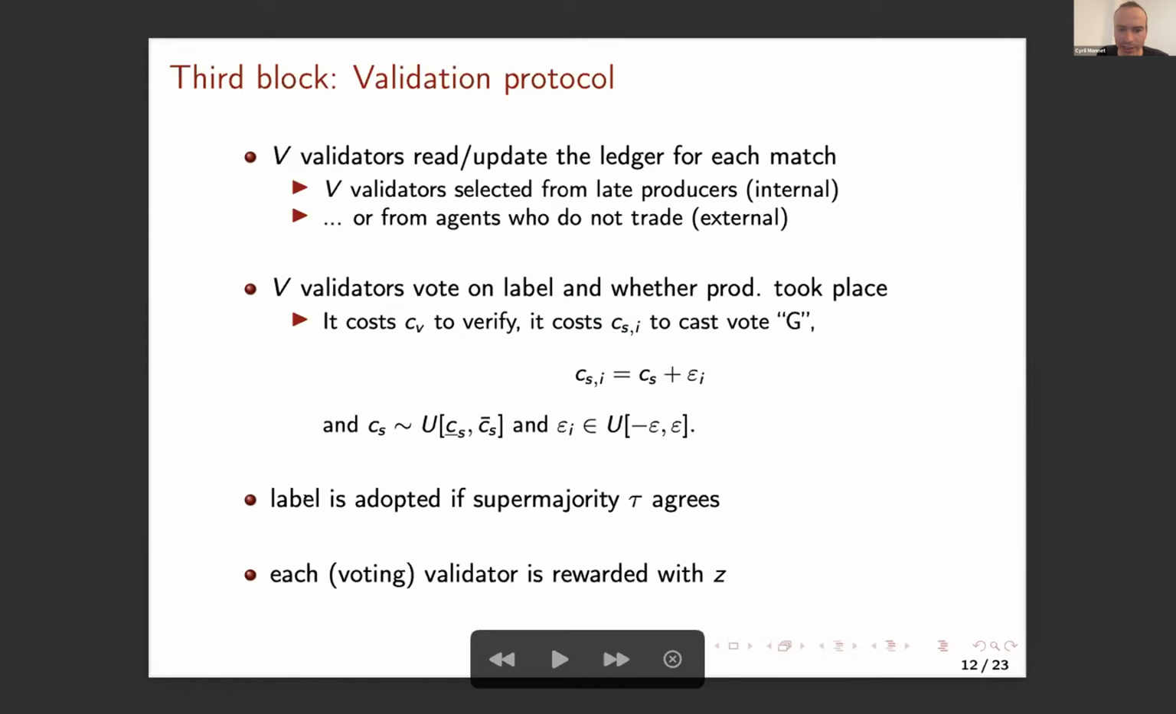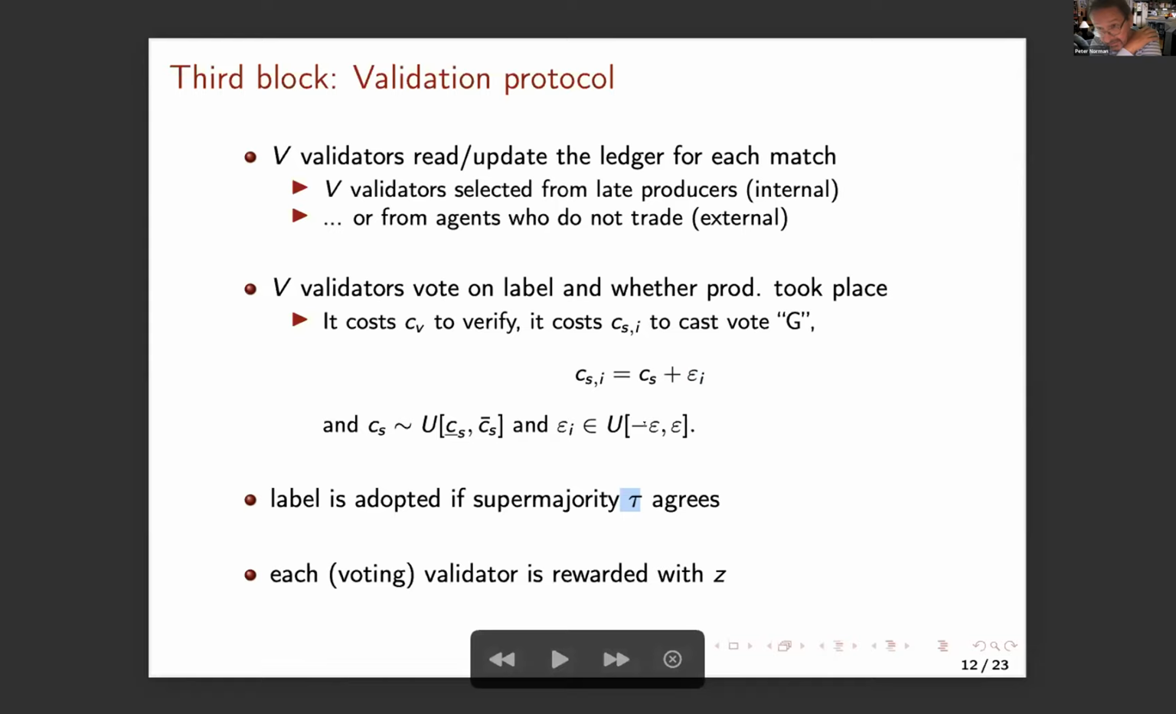These costs are idiosyncratic. There's going to be a common component to this cost, but also an idiosyncratic component. The label is adopted if you have a supermajority of validators who agree on the same label. Tau here would be the fraction of validators who agree that the label is good, and tau would be greater than 1/2.